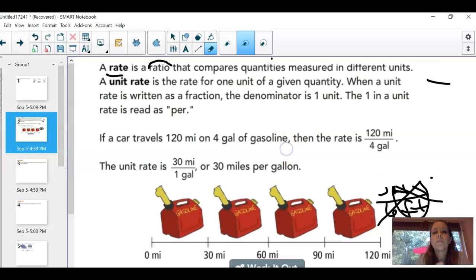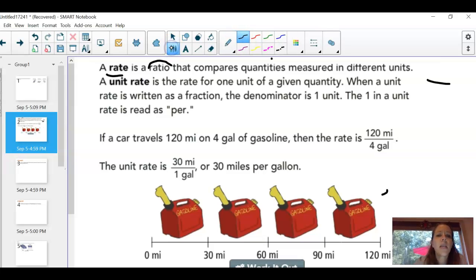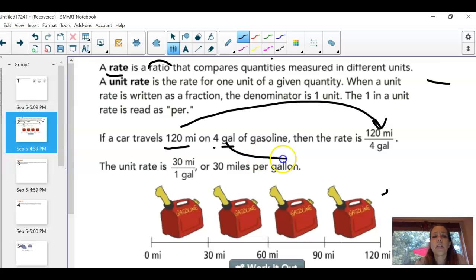So when we look at our problem, you are often given a rate such as this. If a car travels 120 miles on 4 gallons of gasoline, we would write that as a rate. We're going to go ahead and put 120 miles on the top and 4 gallons on the bottom. That would be my rate, if I just said write the rate, okay? The unit rate, on the other hand, has to have a 1. It has to be per unit. So in this case, we want to know what is it per gallon.